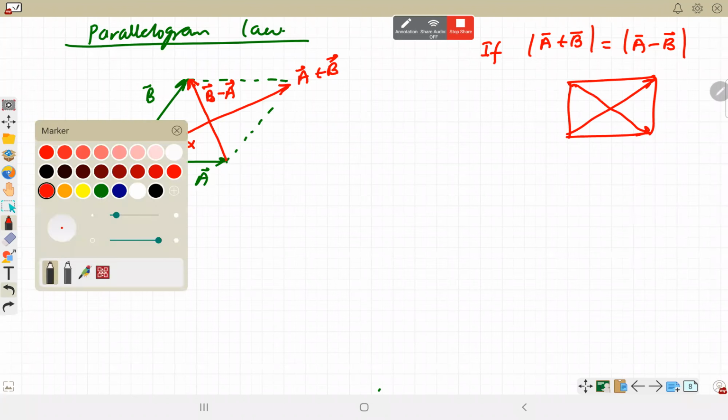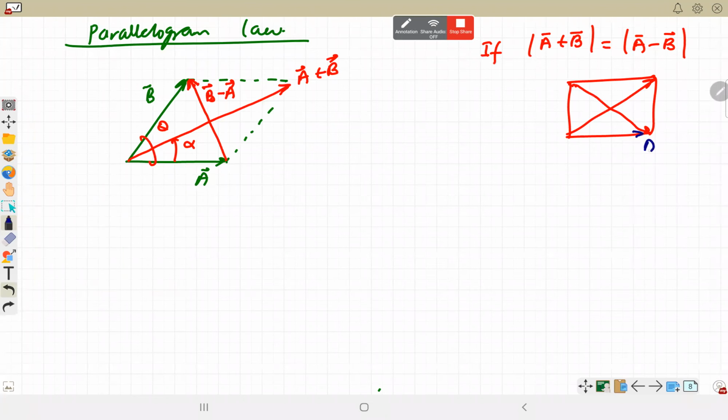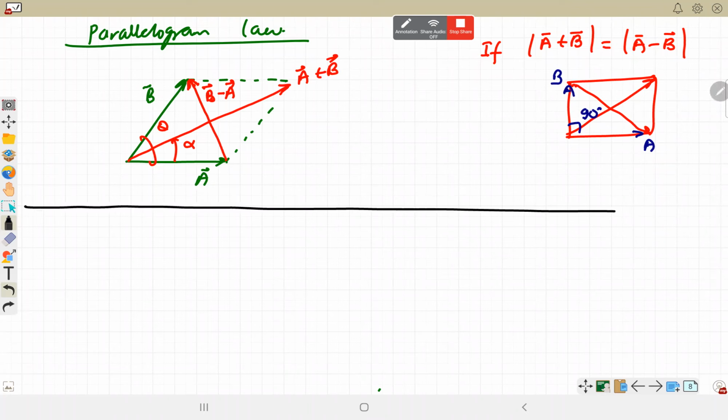Only in a rectangle is it possible that both the diagonals are equal. So then vector A and vector B have to be perpendicular to each other. Right? Yes, sir. Parallelogram is a little better in terms of calculation.